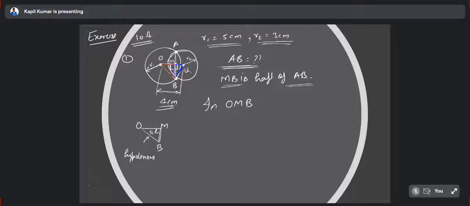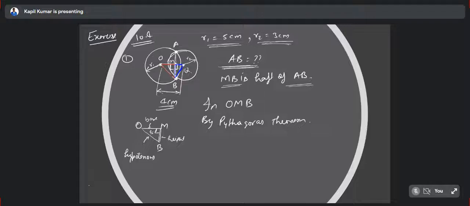Hypotenuse, and you can take one side as a base and the other as a height. It is a right angle triangle, so we can apply Pythagoras theorem. You know Pythagoras theorem? Yes, sir. I know, sir. You told me last time. What is Pythagoras theorem?